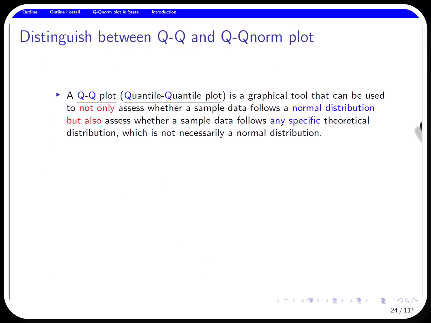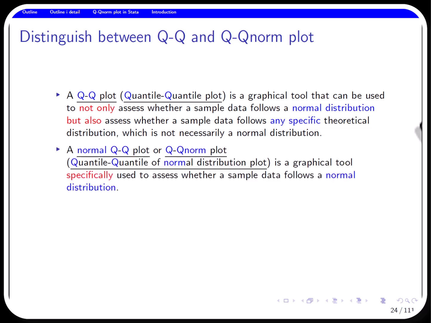Distinguish between QQ and QQ norm plot. A QQ plot, quantile plot, is a graphical tool that can be used to not only assess whether sample data follows a normal distribution, but also assess whether sample data follows any specific theoretical distribution, which is not necessarily a normal distribution. A normal QQ plot, or QQ norm plot, quantile of normal distribution plot, is a graphical tool specifically used to assess whether sample data follows a normal distribution.